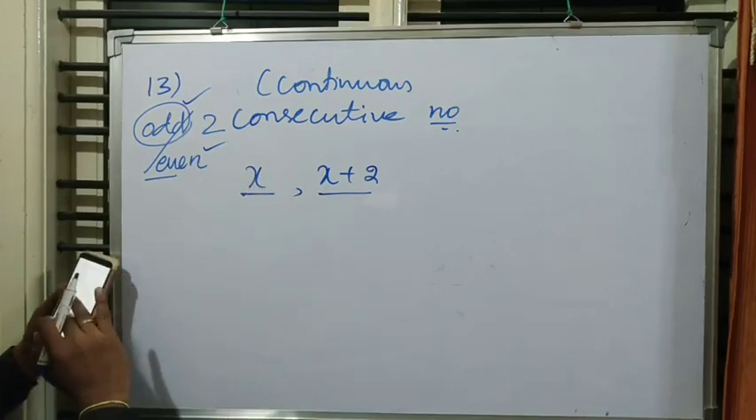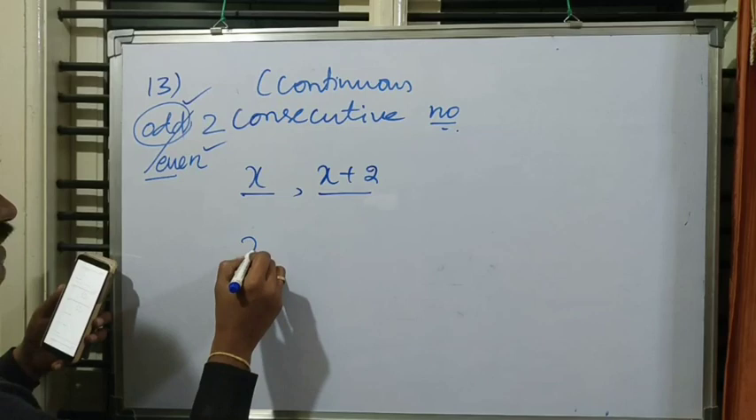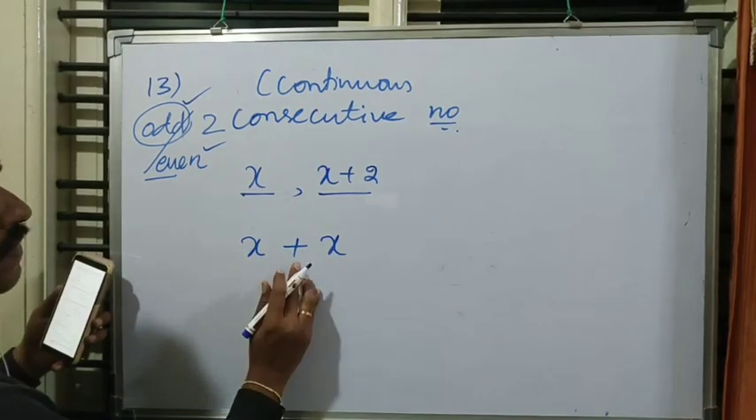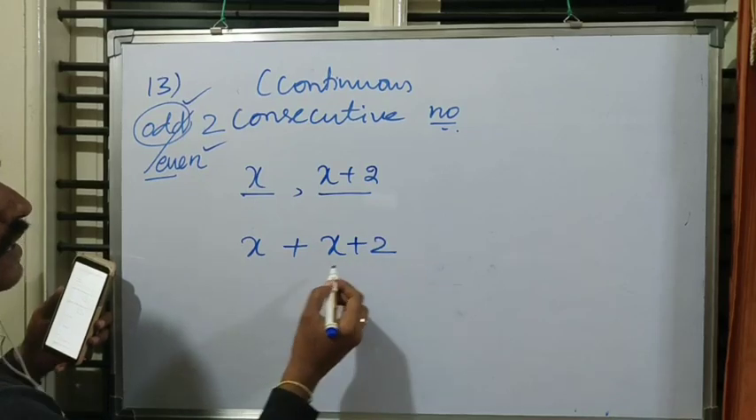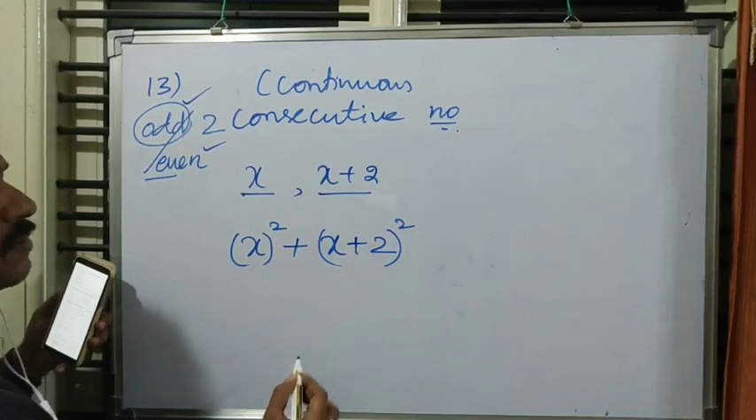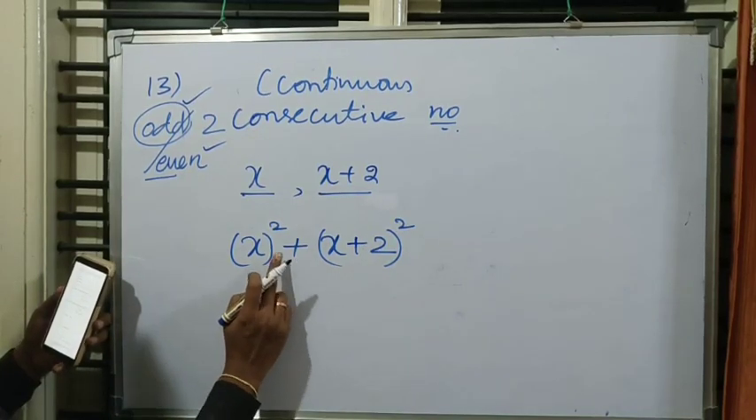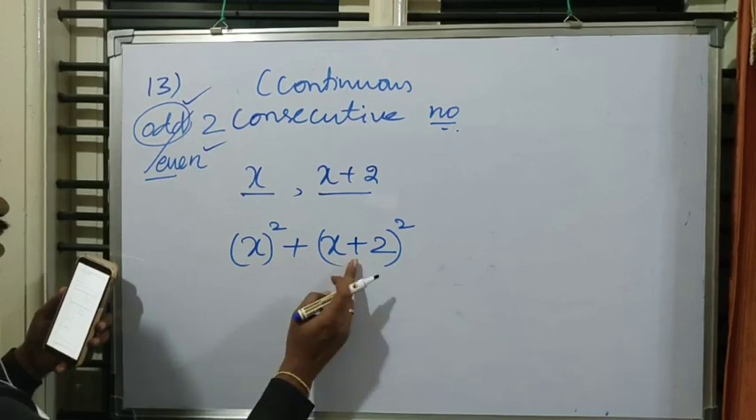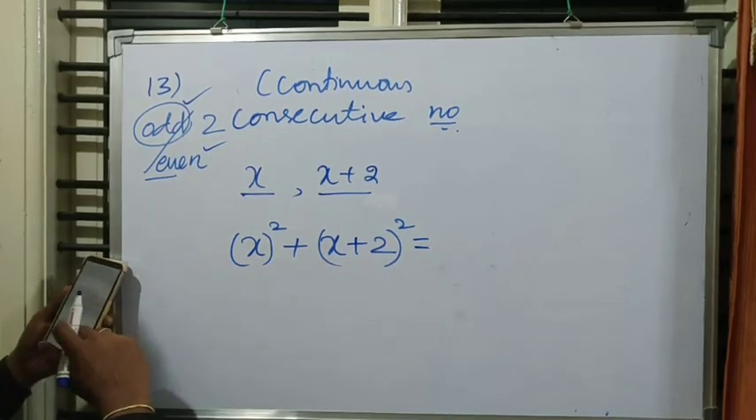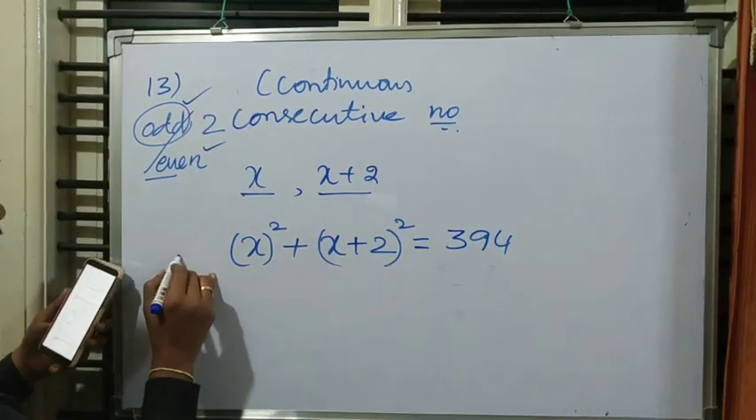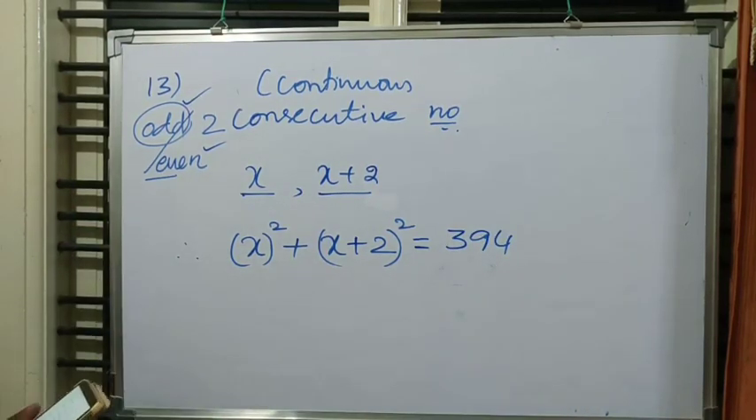Again, they are saying sum of the squares. Sum means you have to put a plus sign in between those two numbers. Squares means x square and also x plus 2 whole square. The sum of the squares of the two consecutive odd numbers is equal to 394. This is the way of writing a mathematical equation according to the given statement.